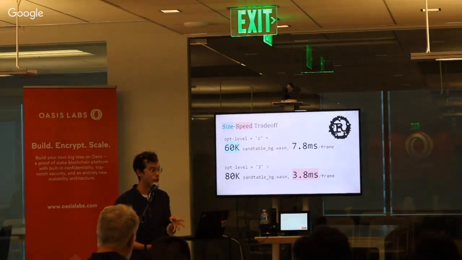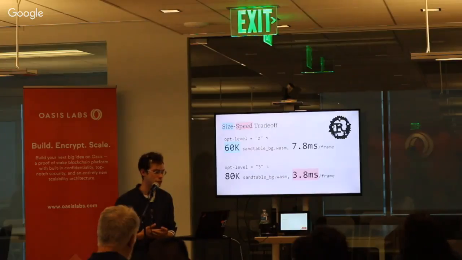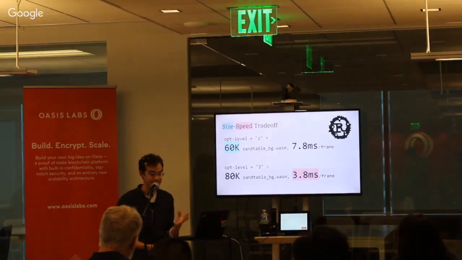Then halfway through, I realized that I could switch from optimizing for binary size to binary performance. And I found that my WASM binary went from 60 kilobytes to 80 kilobytes, which is not a very big increase, but I got basically a 2x performance increase. And so this is just an anecdote.